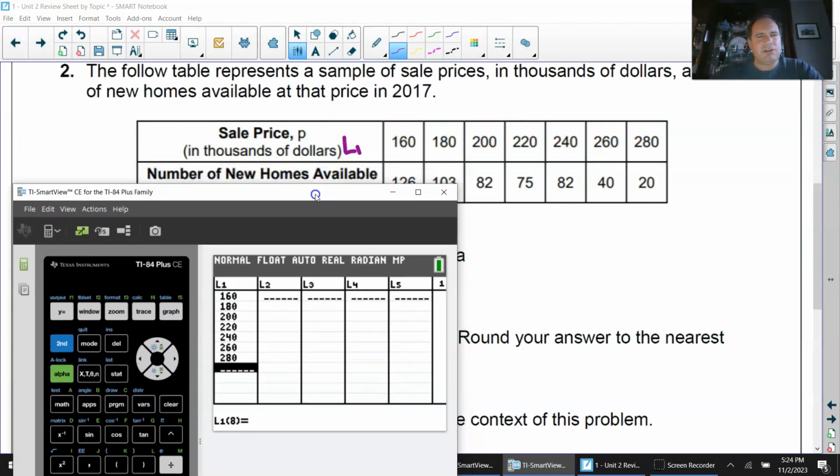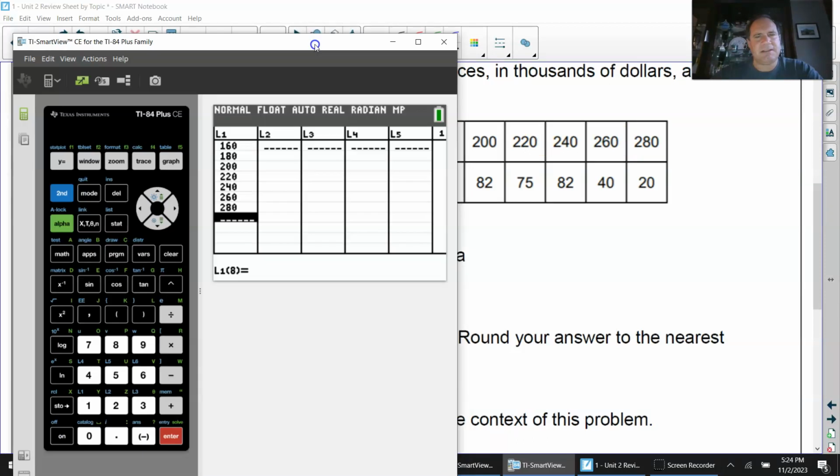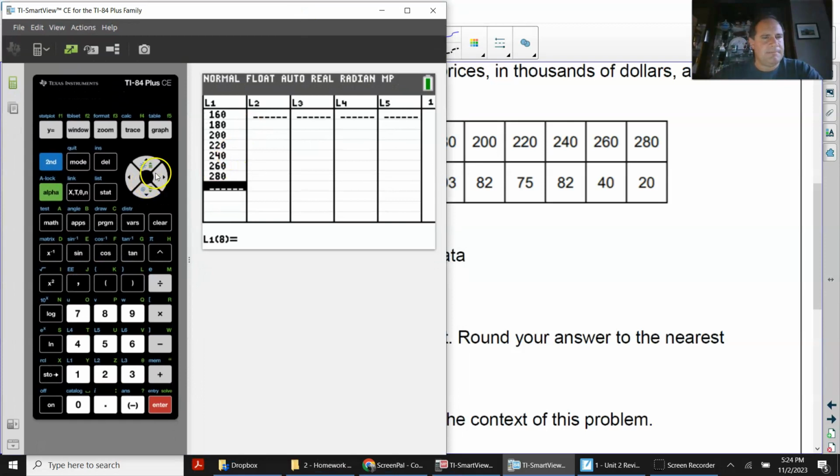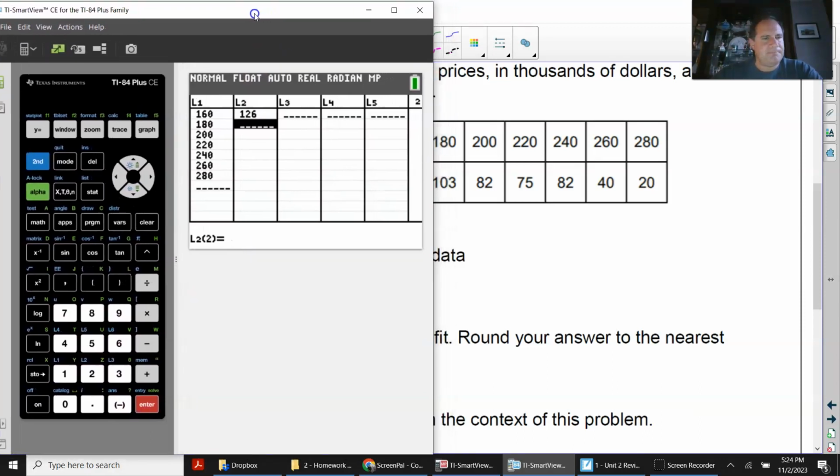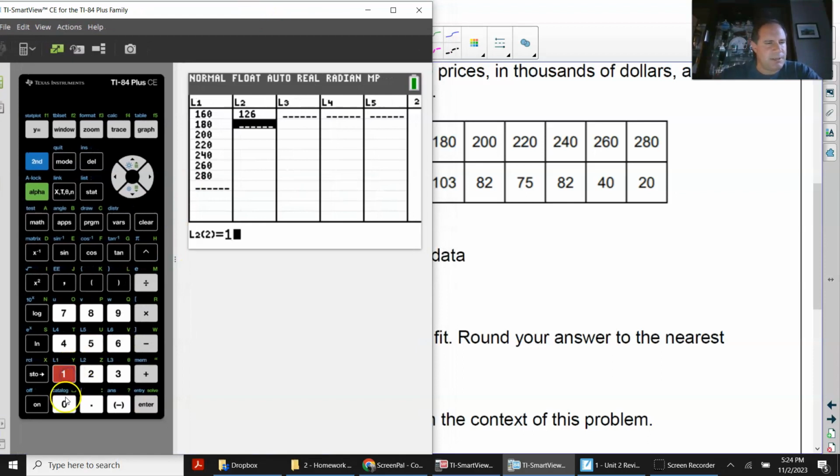So I'm okay. So now I'm going to go over to L2 and put 126 and 103 in. 126, enter, and then 103. Let me move over just a little bit so I could see. Enter, and then 82, 75, 82 again. Yes, you have to put it in again. And then 40. And then 20. So I have all the numbers, the lists match up.